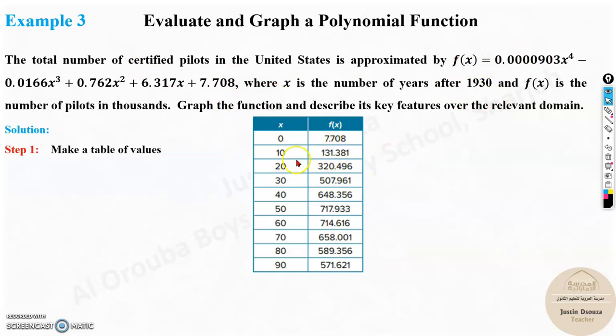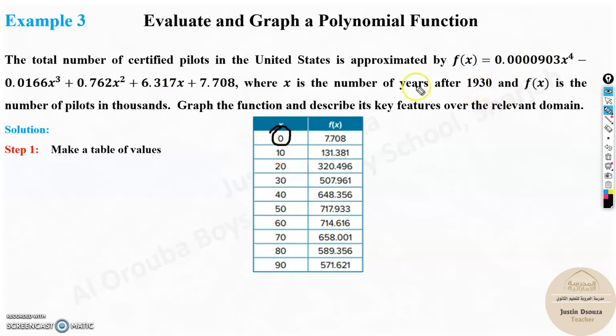If we make a table of values, we will generally make a table, say from 0 years, 10, 20, 30, 40 and so on years, right? But you must understand the zero. What is the zero? Can anyone think? Take time, think, and understand. In this context, this 0 is 1930, year 1930.